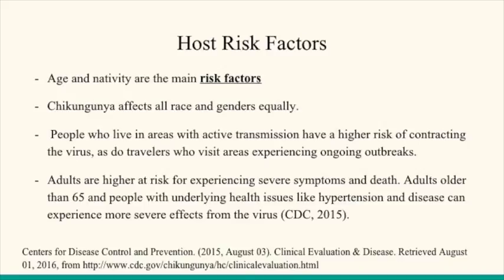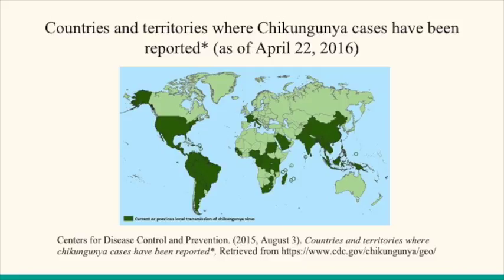Adults older than 65 and those who have underlying medical conditions such as hypertension are candidates for more serious health effects of chikungunya. On this slide, we have a map from the CDC of the countries that have been affected by chikungunya as of April 22, 2016. As you can see, the USA, Mexico, parts of Africa, South America, and Asia have experienced chikungunya outbreaks. By visually looking at the map, we can tell that chikungunya is a pandemic worldwide.